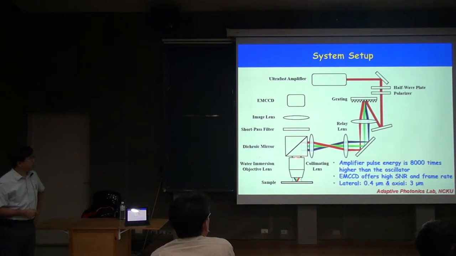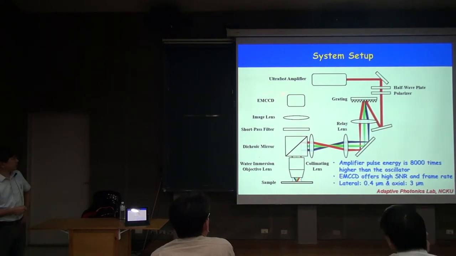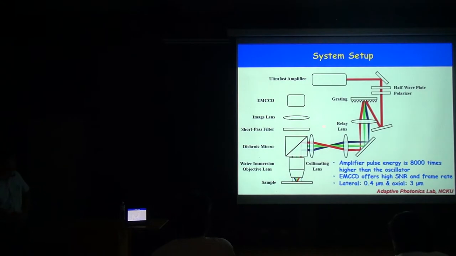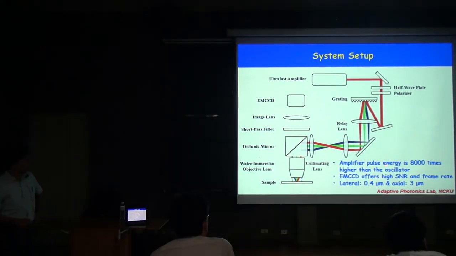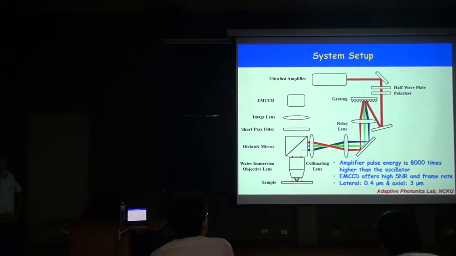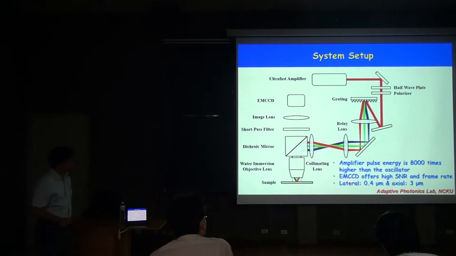So you can see here, we also put a very nice CCD, the EMCCD. So it can offer a very high signal to noise ratio and also a very high frame rate. So right now this system setup is based on the high energy amplifier, and also the grating, and also the very nice CCD. So we can get a frame rate up to about 200 frames per second.